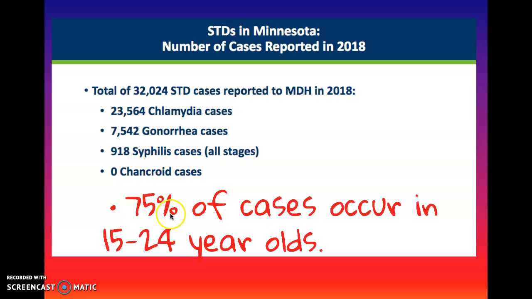And then 75% of all cases occur in the 15 to 24-year-olds, and I want you to think about why that is. I also believe, because many people don't get tested or treated for various reasons, embarrassment, denial, lack of health care and health insurance, many people don't get tested, so these numbers are probably higher.